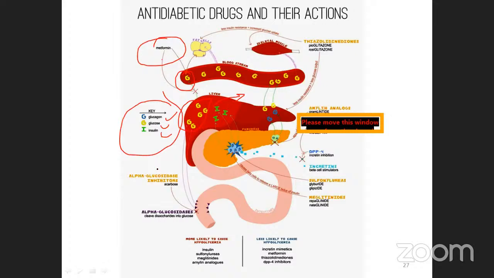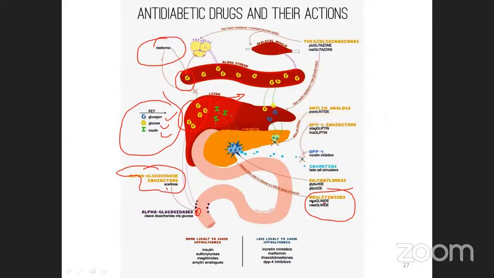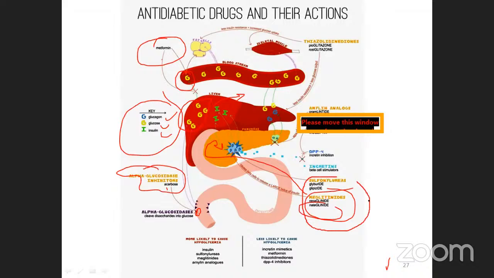We have these alpha glucosidase inhibitors, for example acarbose. It is present in the brush border, and it is inhibiting the process of disaccharide to monosaccharide and absorption of glucose. We have these meglitinides, repaglinide and nateglinide. They are again acting on beta cells and activating ATP sensitive potassium channels, causing secretion of insulin. We have a similar kind of drug, that is sulfonylureas.